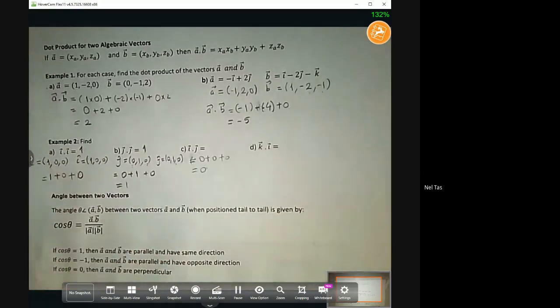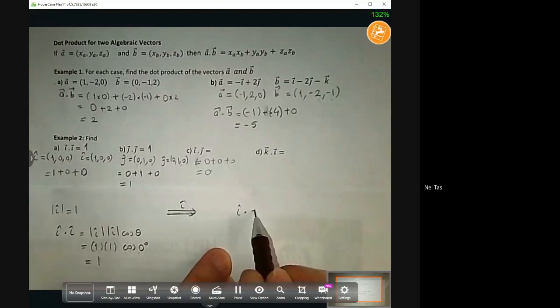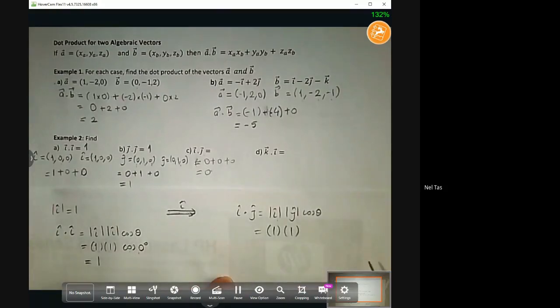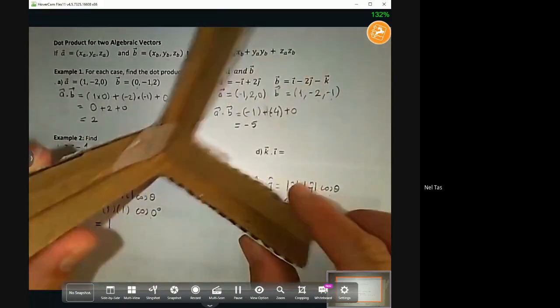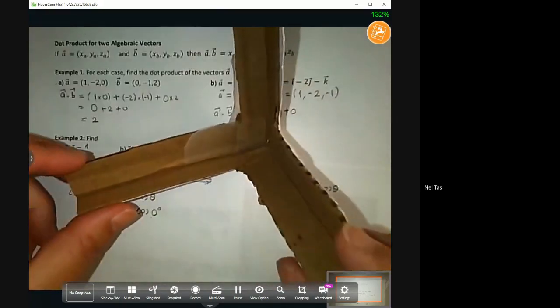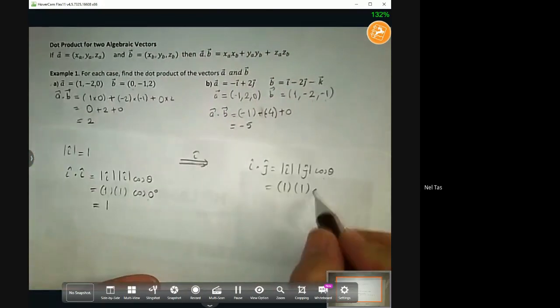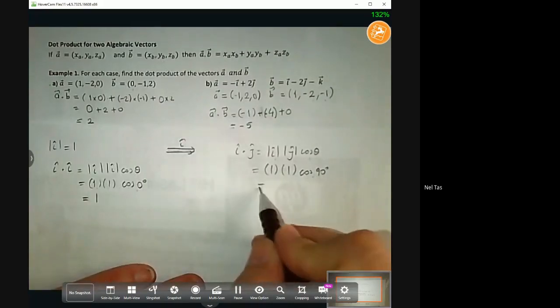Again, if we look at it in terms of geometric vectors, where you're doing i dot j, magnitude of i times magnitude of j times cos theta. And magnitude of i is 1, magnitude of j is 1. How about the angle between them? So we learned that the angle between all those axes, x, y, and z axis, is 90 degrees, right? So cosine 90, and we know that cosine 90 is 0, so you end up with 0.